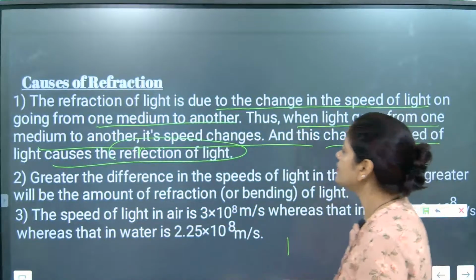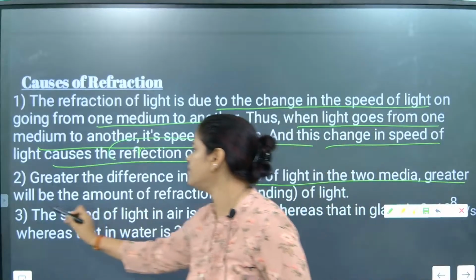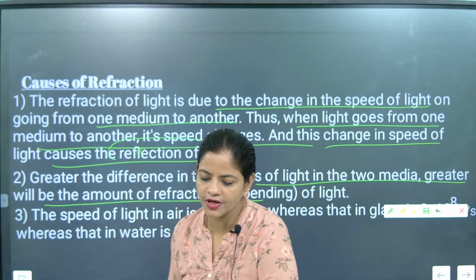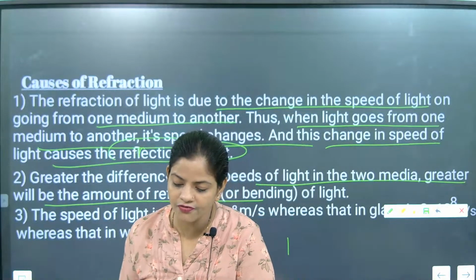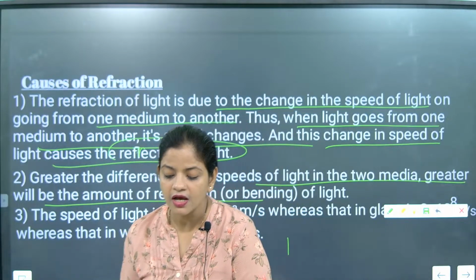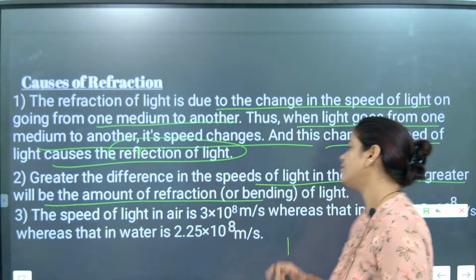Now look here, greater the difference in the speed of light in the two mediums, greater will be the amount of refraction. Greater will be the amount of refraction. Absolutely. Very good, Vishwa. Bless you, beta. So here, greater will be the amount of refraction. This is again another important point.